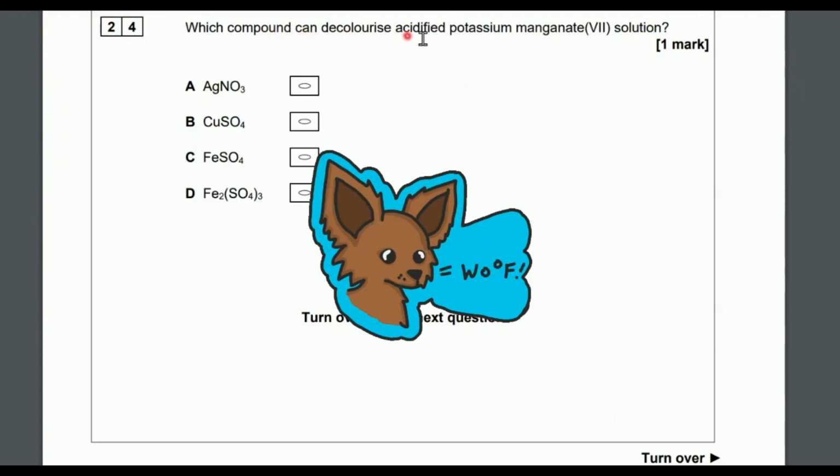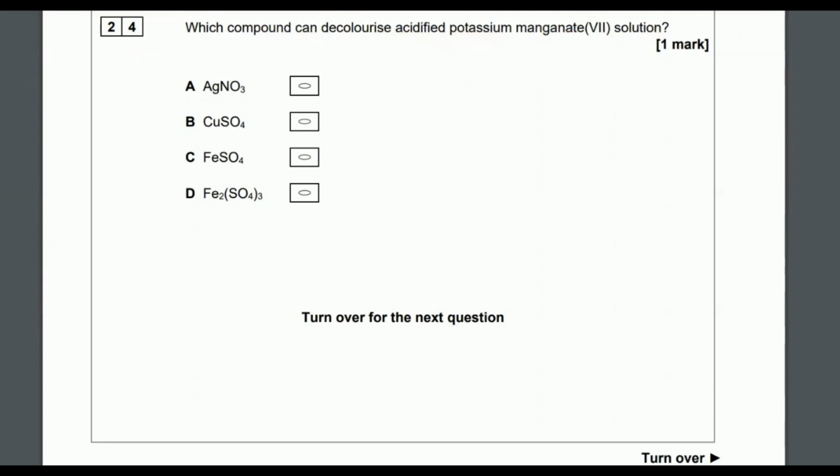24, which compound can decolorize acidified potassium manganate solution? So what we have to look at here is that our manganese ions are 7+ in this solution, and they like to go to Mn2+ when they go colorless. So when they're colorless, they go to Mn2+.